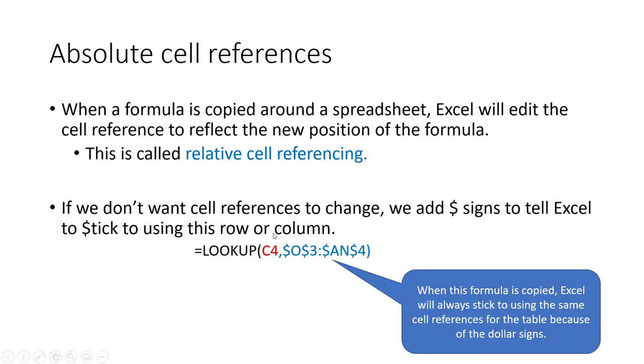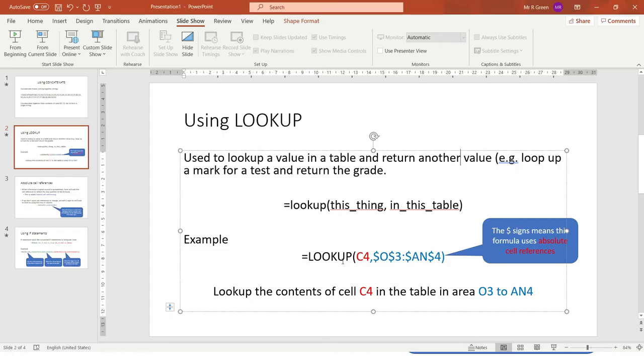But because we've got the $ signs in front of the O3, in front of the O and in front of the 3, and because we've got dollars in front of the AN and in front of the 4, it will stick to using this table. In other words, it will edit the first part of the formula here, the C4, but it won't edit the table, and that's exactly what we want to do in our spreadsheet. Back to the spreadsheet.